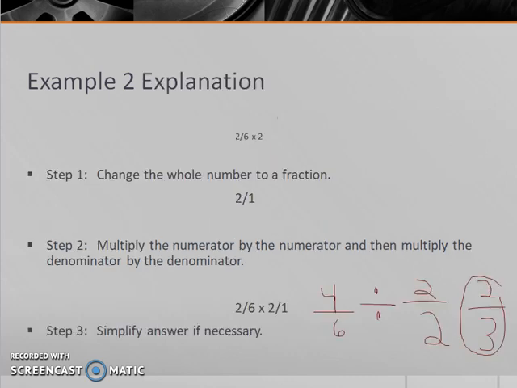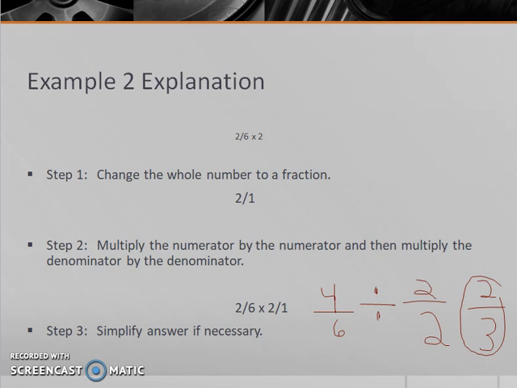All right, so the first step here was to change the whole number into a fraction. So the whole number was 2. We're going to place that over 1, so now we have 2 over 1. The next step is to multiply the numerator by the numerator and then the denominator by the denominator, and we ended up getting an answer of 4/6.